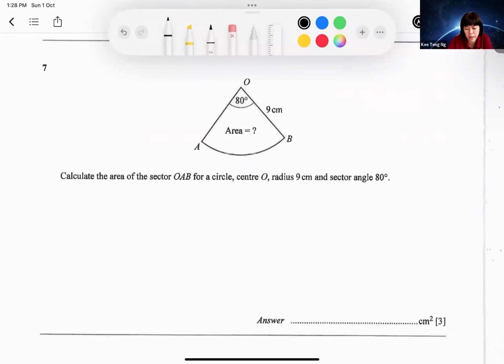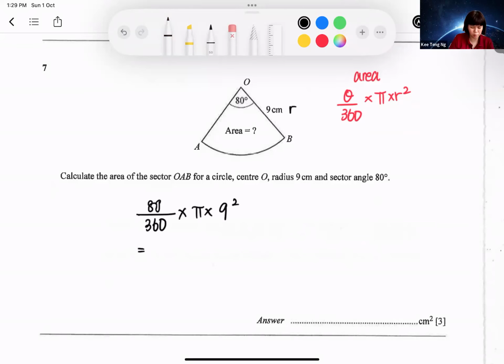This one. Calculate the sector area. The area is in terms of cm squared, so we need to use the formula with pi r squared and an angle theta over 360 degrees. So this one, the angle is 80 over 360 degrees times pi. What's the radius in this case? The radius over here can be seen, r equals 9, pi r squared.